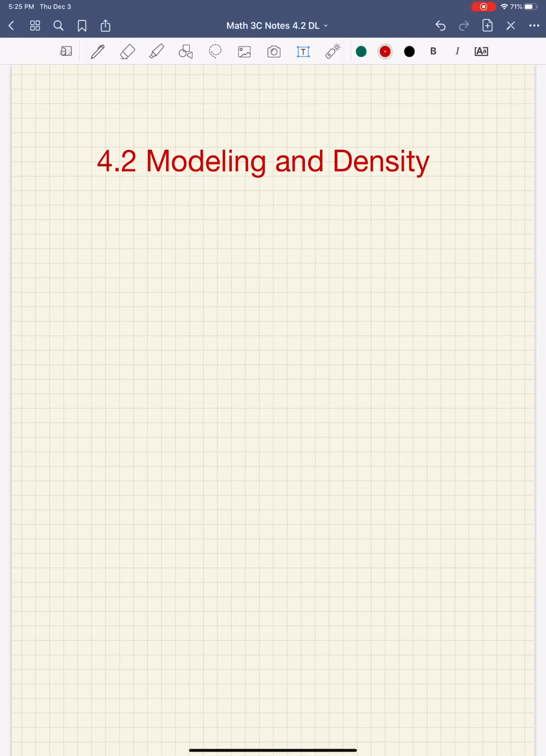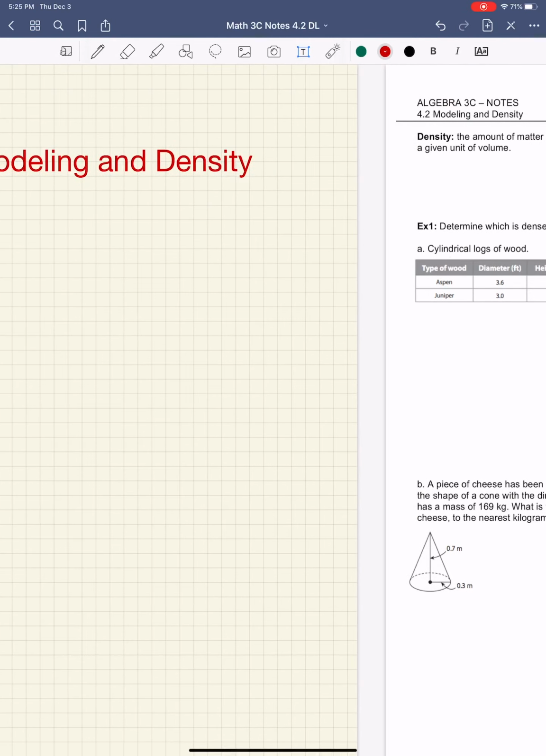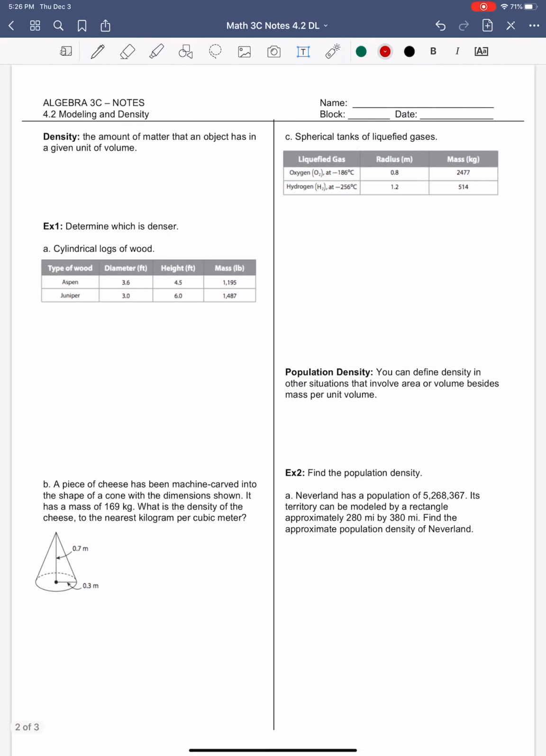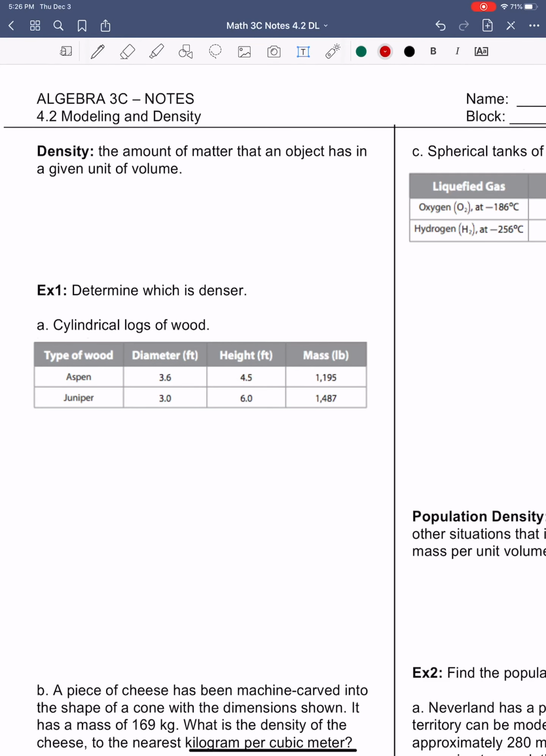Alright, we're going to jump into lesson 4.2 for Math 3, which is on modeling and density. Start with a definition here of what density is. This is the amount of matter that an object has in a given unit of volume. And so we can find the density with this given formula. It looks like this. Density equals mass divided by volume.